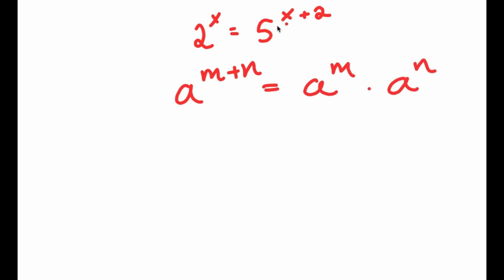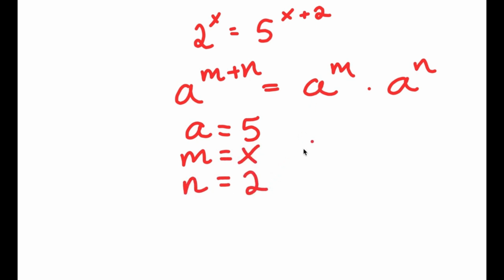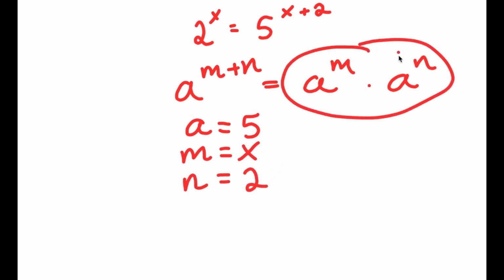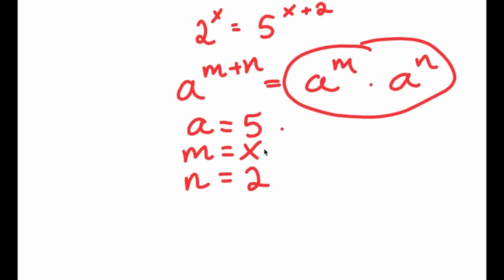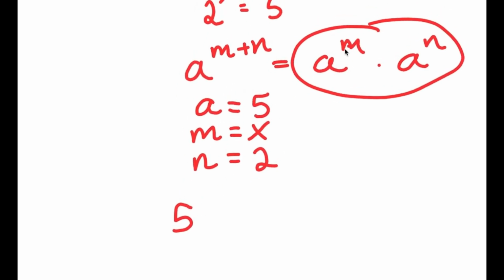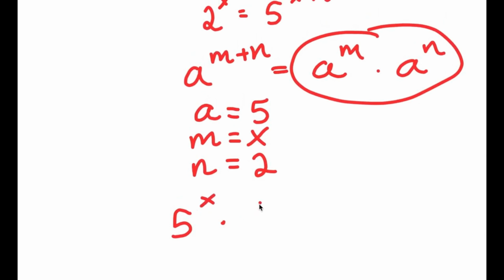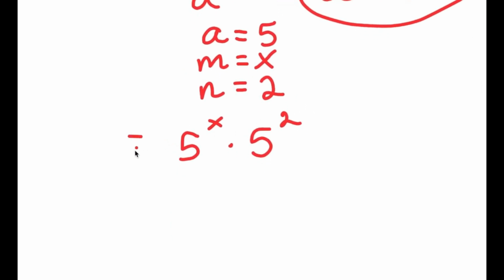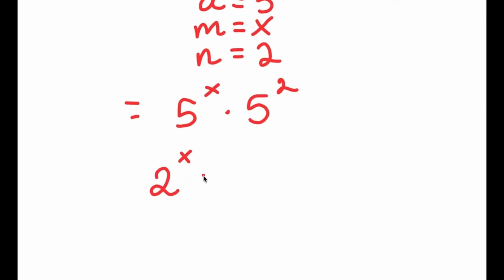So in this case, we have 5 to the power of x plus 2, and we can think of a as 5, m as x, and n as 2. So we want to put this in this form right here. So to do that, a is 5, so we have 5 to the power of m, which is x, times 5 to the power of n, which is 2. So now we have 2 to the power of x is equal to 5 to the power of x times 5 to the power of 2.